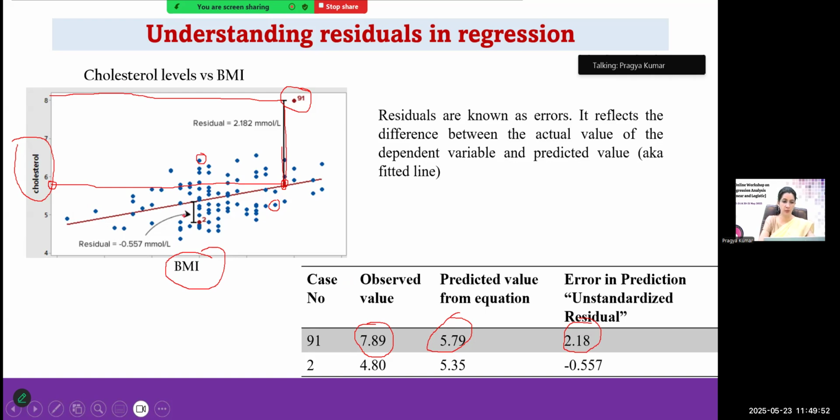Again, for this data point, the actual value is like 4.8. And for the predicted one, you draw a line from the fitted line to the y-axis, so 5.35 is my predicted value. Here it is now in the negative direction. Why? Because I take observed minus predicted, just like in chi-square we write observed minus expected. So the value is negative.